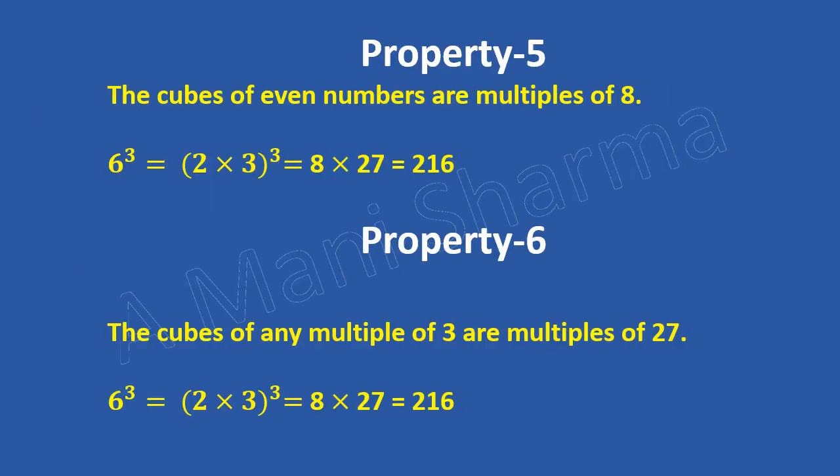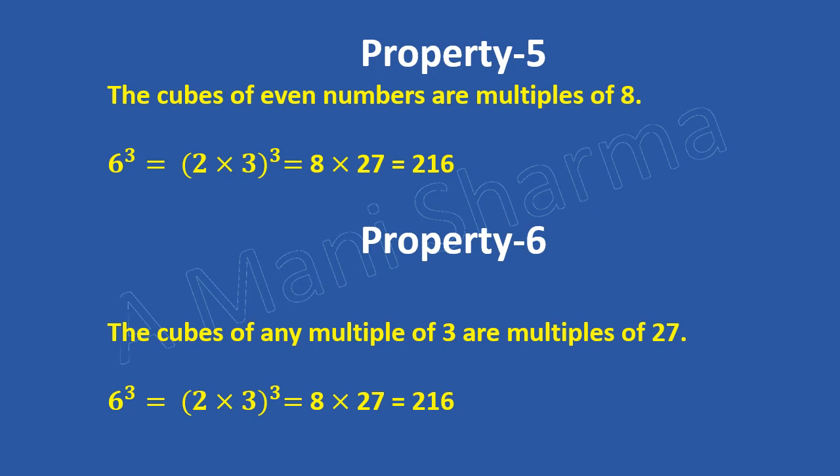Children, go through the cubes of natural numbers that we have done earlier from 1 to 10, and you will notice that cubes of even numbers are multiples of 8. I have taken the value of 6 cube to explain the same. 6 cube is equal to 216, but if you split 6, you will get 6 equal to 2 into 3. So 6 cube can be written as 2 into 3 whole to the power 3. That means we'll get 8 into 27. So this proves that 6 cube is a multiple of 8.